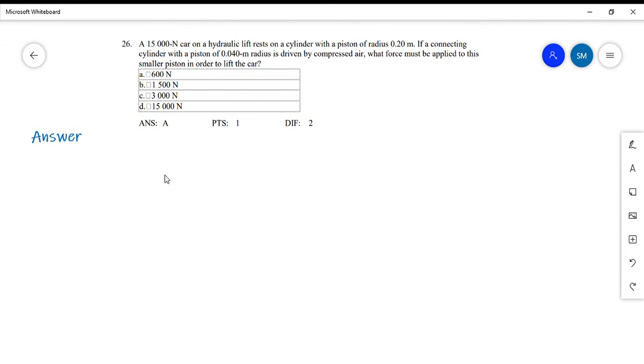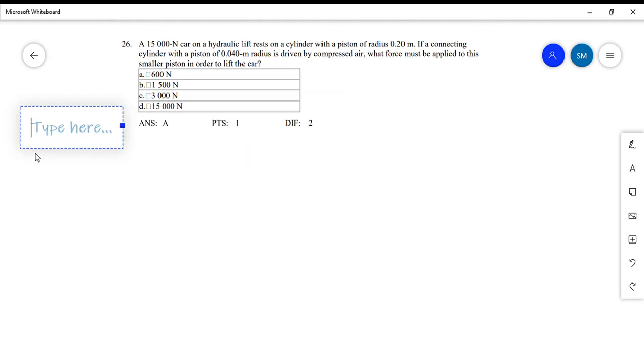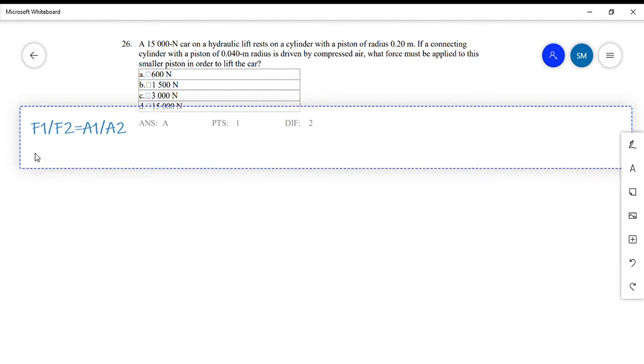Question number 26. This question is associated with Pascal's principle. If you know Pascal's principle, you can solve this question easily. If you don't know it, I highly recommend you see the videos in the description box. One of the results or conclusions from Pascal's principle is F1 over F2 is equal to A1 over A2. F is the force and A is the area. We can substitute in this rule and simply find F2.